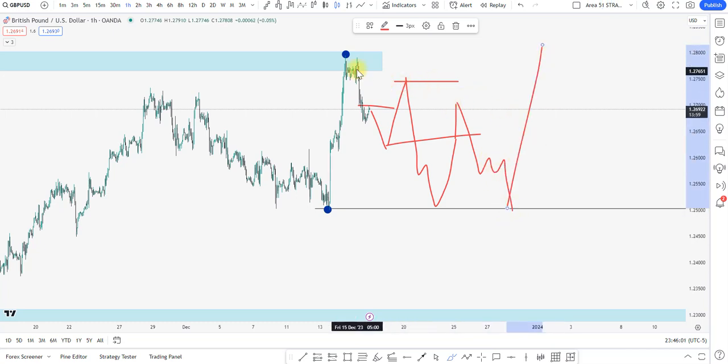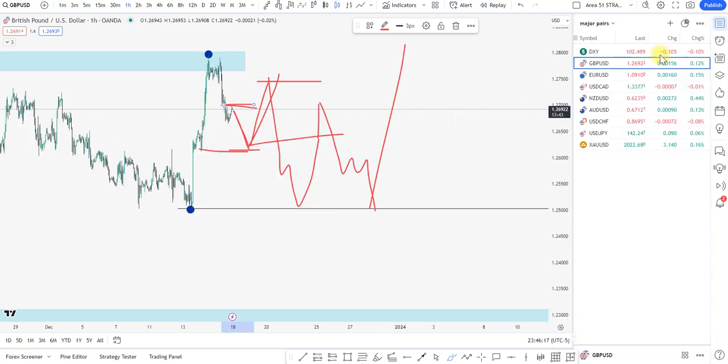So now we're expecting the price to continue to the downside until right here, okay? Until right there, before it creates a reversal, taking out this inducement right here. So this is my opinion on GBPUSD. Now we're going to turn to EURUSD real quick.